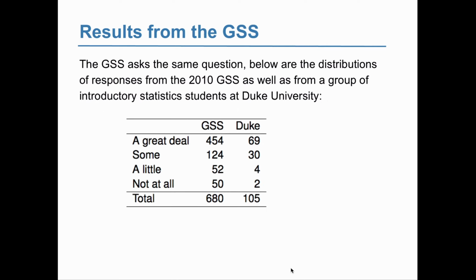The GSS asked the same question to the general population, a group of randomly selected Americans, as well as a group of introductory statistics students at Duke University.